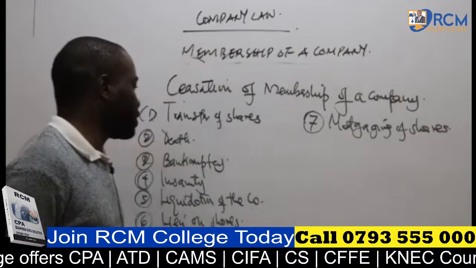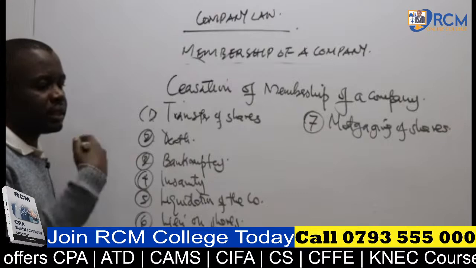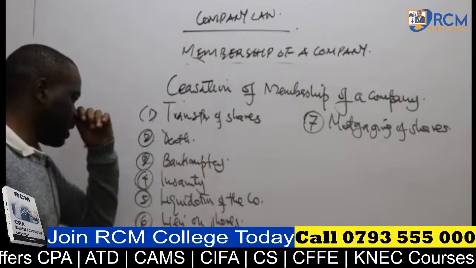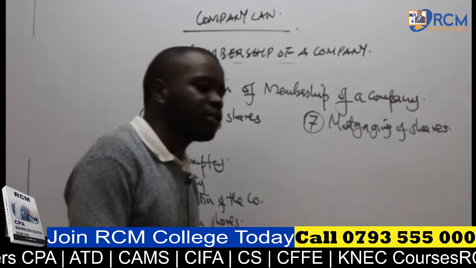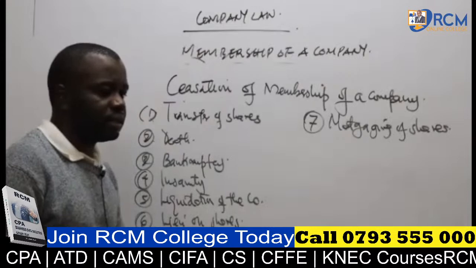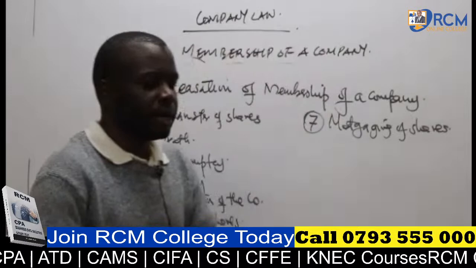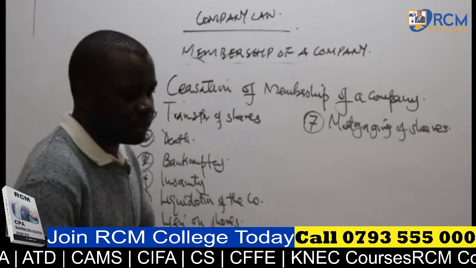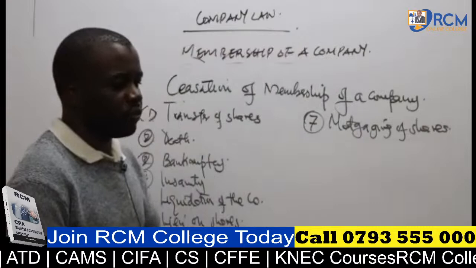Death of a member, in case of death, the shares will basically be transmitted to the beneficiary. So the person who has died basically loses membership. Bankruptcy. If a person has been declared bankrupt, he loses the shares to a person known as a receiver. So in such a case, the bankrupt person loses membership. Insanity, so the person has been declared to be insane, so the shares can be lost to a trustee. So a trustee can take over the shares on behalf of the insane party.